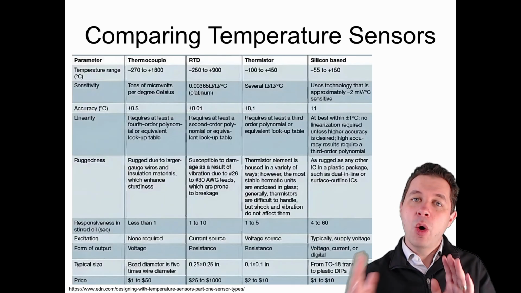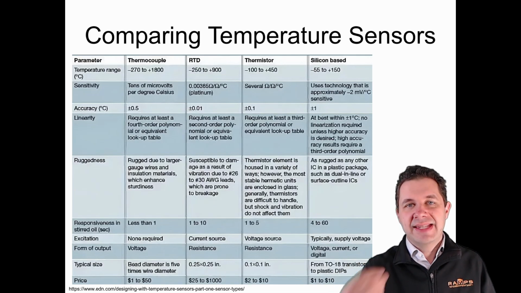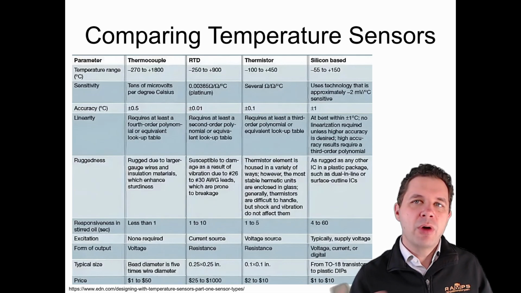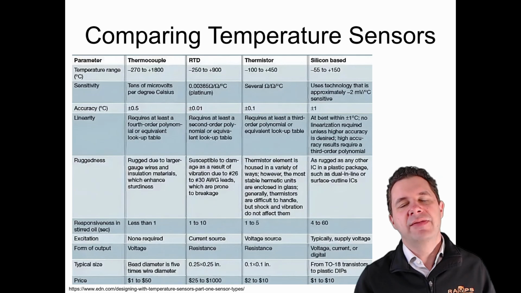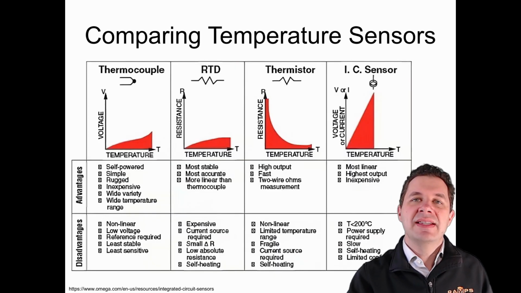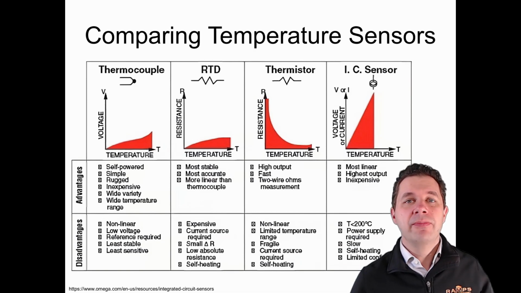Here's a few of the contact style ones where we actually need to touch the sensor onto the object that we're trying to measure to actually measure it. And you can see some of the pros and cons, the relative costs of each of these sensors, and the application areas of each of them. Here we see some more of the pros and cons. So this is in a summary view.